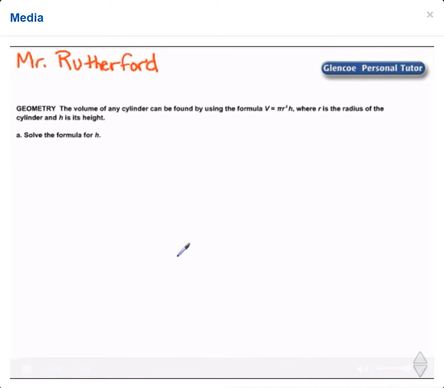Hi, I'm Mr. Rutherford. In this problem, we're going to learn how to solve for a variable. Geometry. The volume of any cylinder can be found by using the formula V equals pi r squared times h, where r is the radius of the cylinder and h is its height. A. Solve the formula for h.